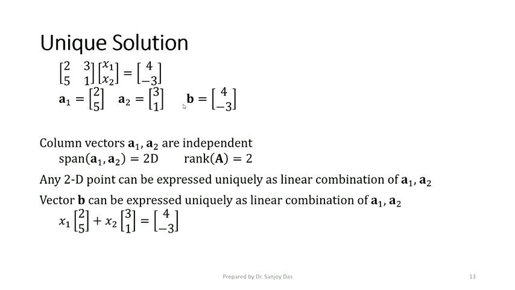Specifically, if this is the vector B, then B can be uniquely expressed as a linear combination of A1 and A2, right? So this is my B, x1 and x2 are its components. So this 4, negative 3 is being uniquely expressed in terms of 2, 5 and 3, 1, the coefficients being x1 and x2. Okay.